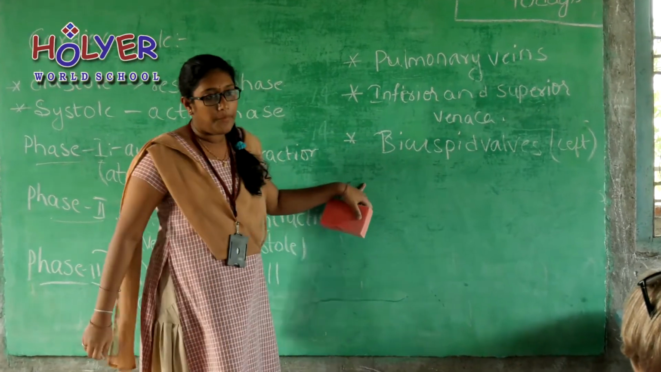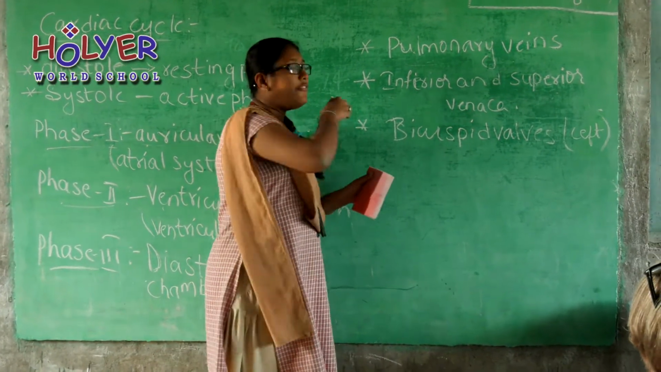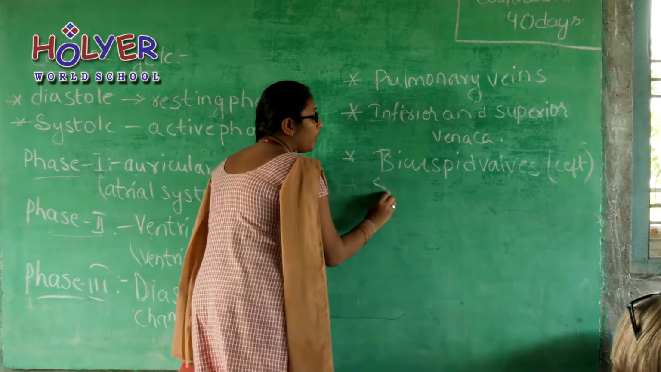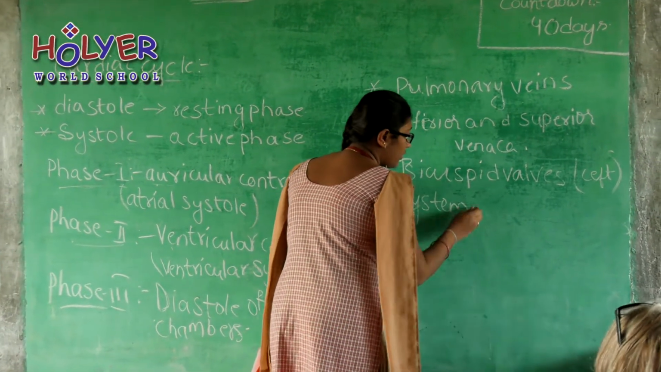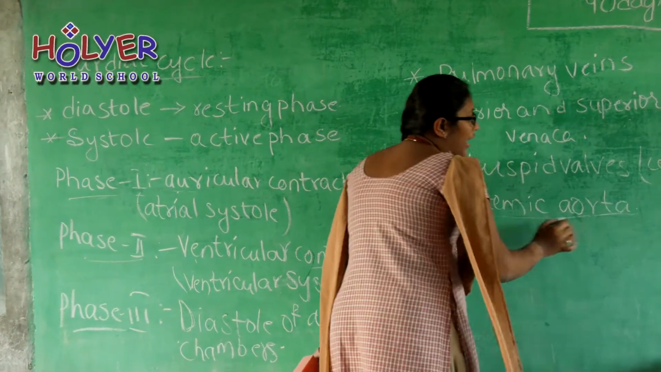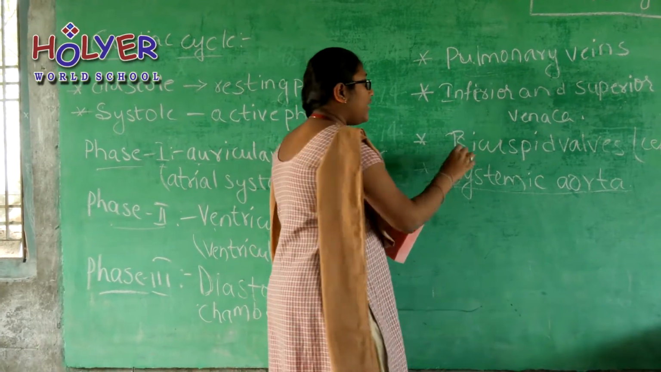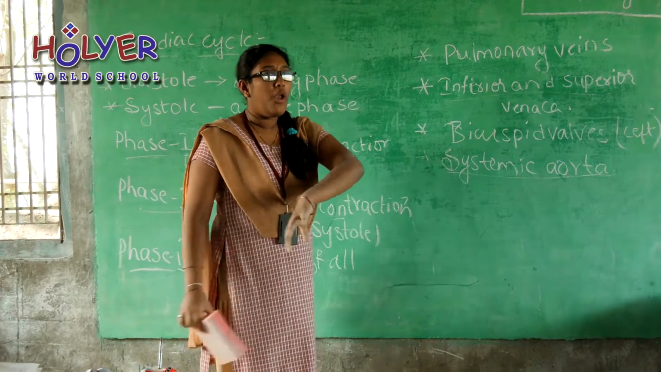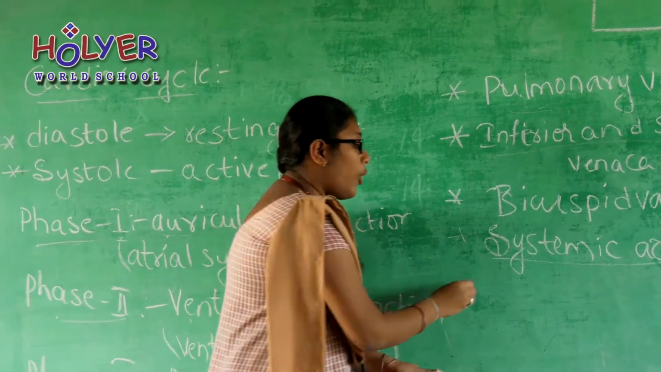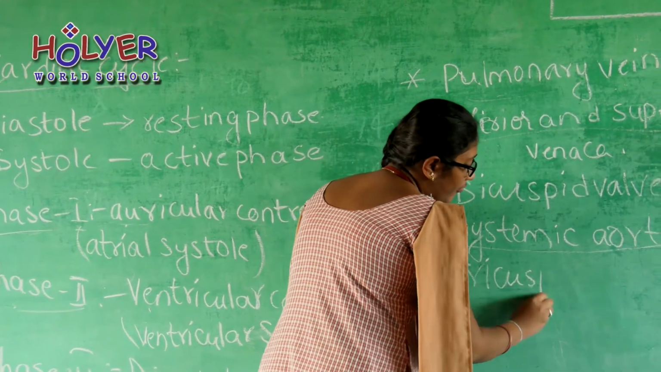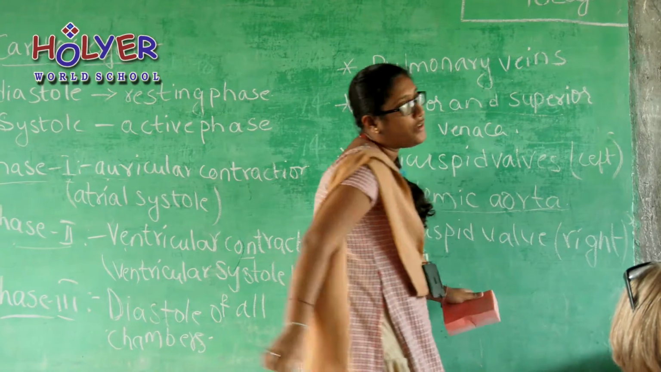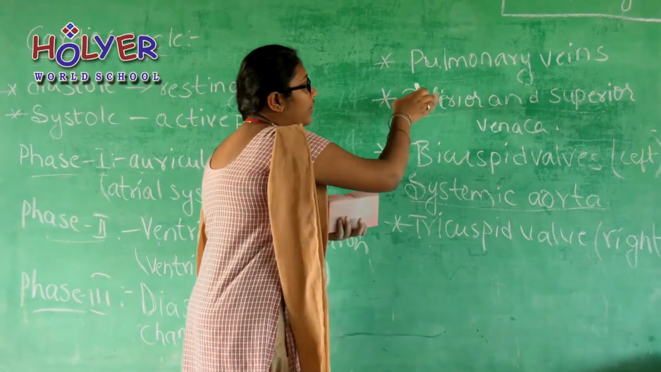In the left auricle, bicuspid valves are present. These bicuspid valves open and let the blood flow into the left ventricle. From this left ventricle, the blood will go into the systemic aorta. And we know that the systemic aorta carries blood to all parts of the body. And then the inferior and superior vena cava carries blood from all parts of the body to the right auricle. So from the right auricle the pressure begins and it leads to the opening of the tricuspid valve, the right auriculoventricular valve.